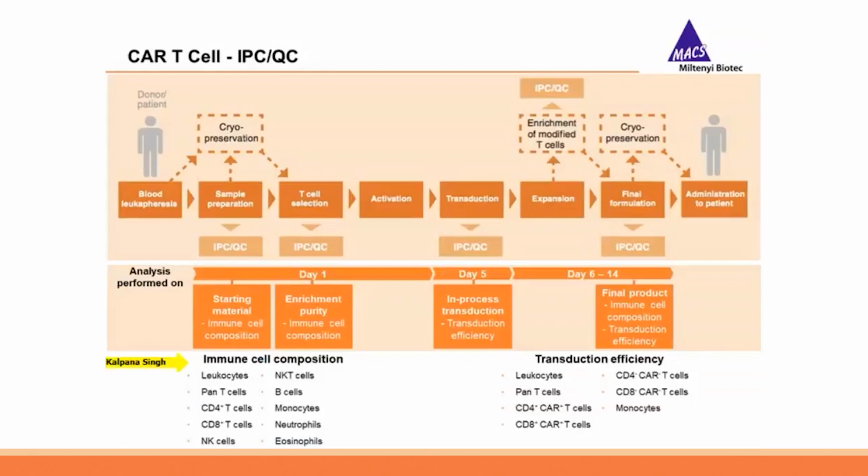So what is commonly tested is the immune cell composition, and this is done at various steps. And once the cells have been transduced to express the CAR molecule, then what is routinely tested is the transduction efficiency, where the number of T cells expressing the CAR molecule and the level of expression of the CAR molecule is often routinely tested with flow cytometry.